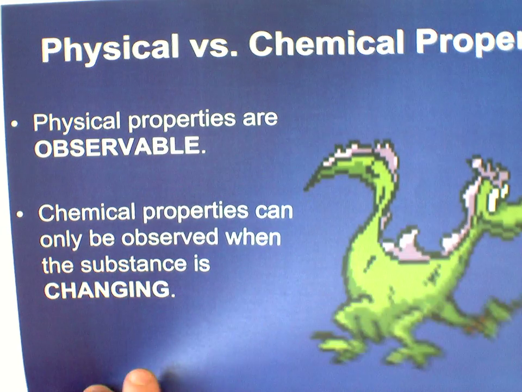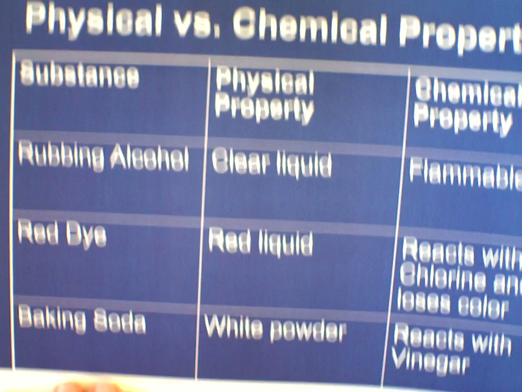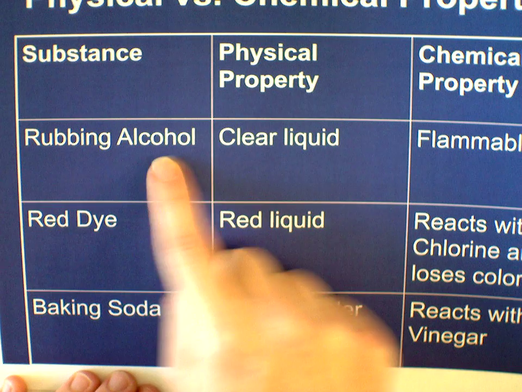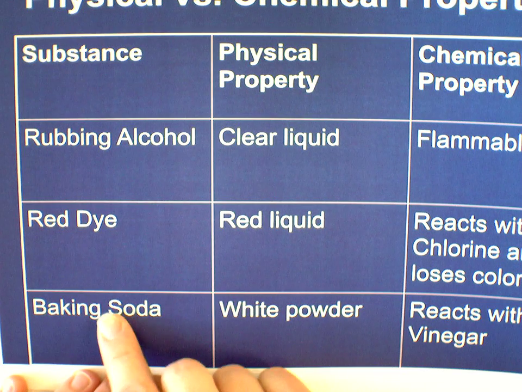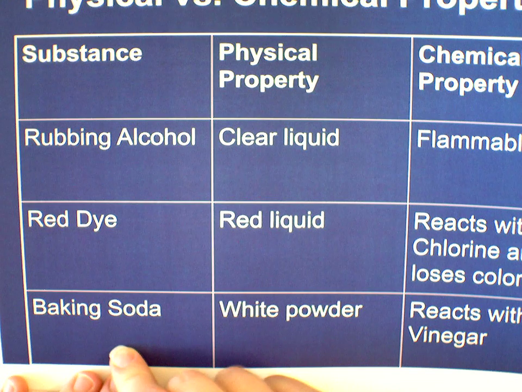So here's some physical and chemical properties. We have rubbing alcohol. You probably have that in your cabinets at home. Red food dye. Some of your food that you ate today might have had red food dye in it. And baking soda. You probably all got that in your cabinets at home.